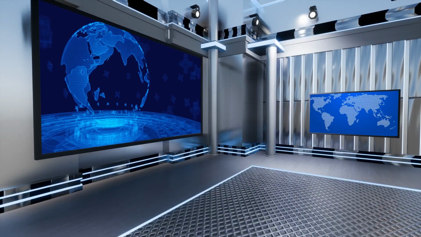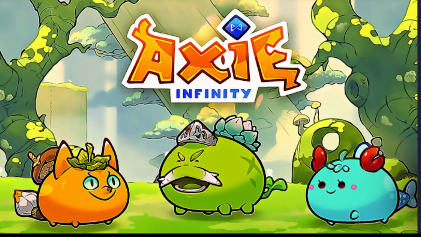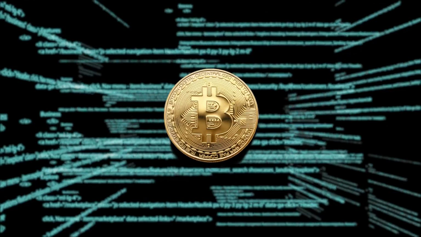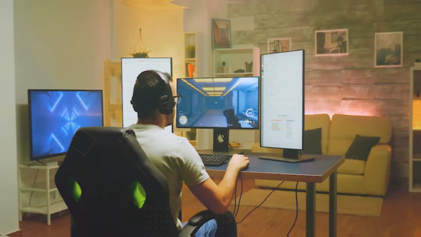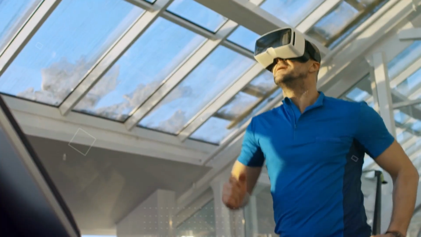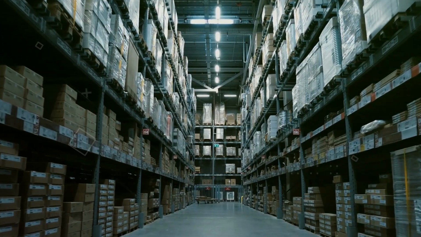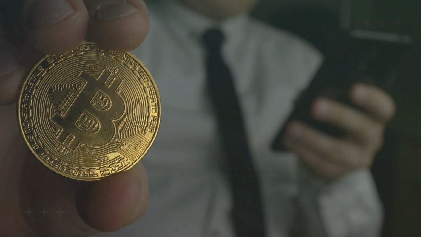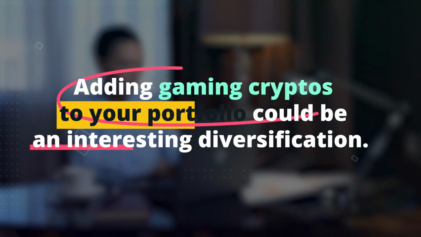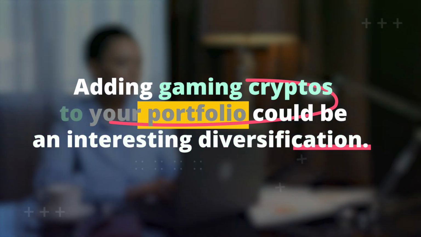Here's another exciting angle: crypto gaming and virtual worlds. Games like Axie Infinity and Decentraland are pioneering the merge of cryptocurrency with gaming. In these virtual worlds, you can buy land, trade items, and even earn cryptocurrencies by playing. Adding gaming cryptos to your portfolio could be an interesting diversification.